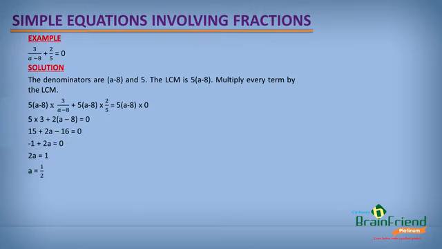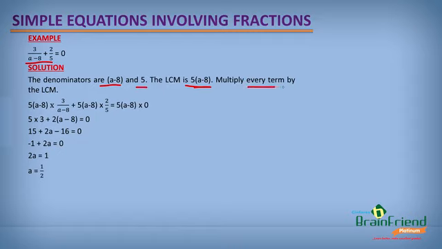Example 2 on denominators involving binomials. Solve for a in 3 all over a minus 8 plus 2 all over 5 equals 0. Now notice that the denominators are a minus 8 and 5. In this kind of situation, the LCM is simply 5 times a minus 8, because the LCM of a minus 8 and 5 is the multiplication of the denominators.